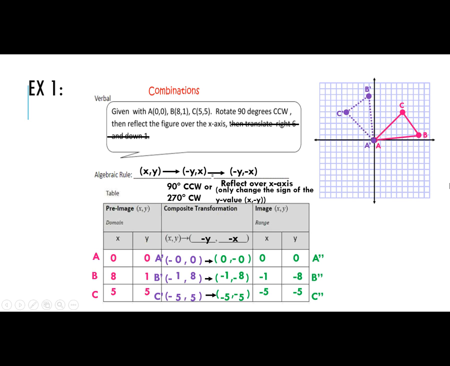And now that we have our final image points, let's graph those things. There we go. So this thing has rotated 90 degrees counterclockwise and flipped over the x-axis. And bam, that's where that would land. Cool beans, right? All right, nice job, you guys, on example 1.